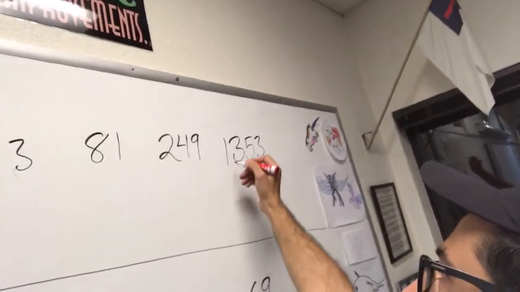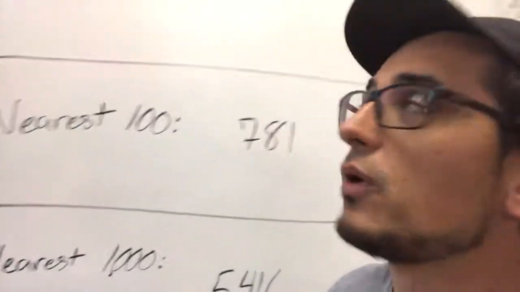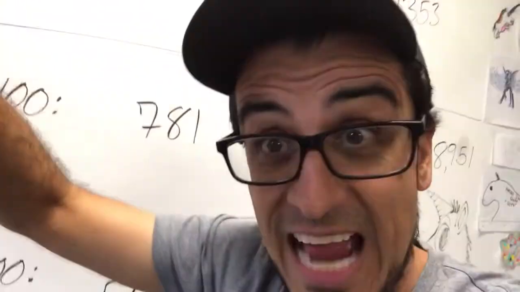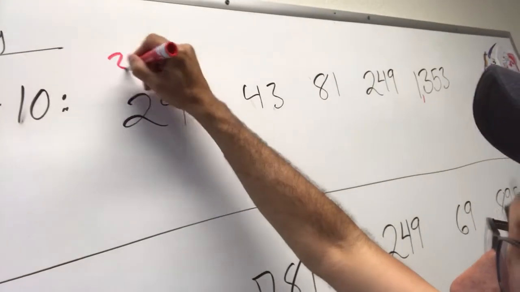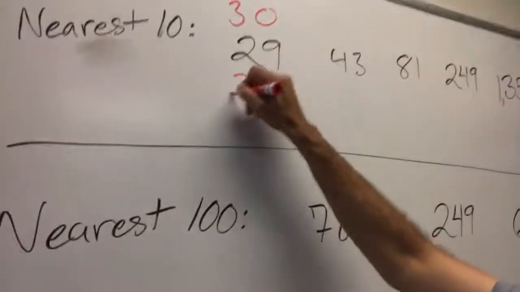I've got some numbers here: 29, 43, 81, 249, and 1,353. One of the things you do with rounding, especially if I'm rounding to the nearest 10, is consider: what is the tens place higher and what is the tens place lower? The tens place higher than 29 is 30. That's the next 10. And the tens place lower than 29 is 20.